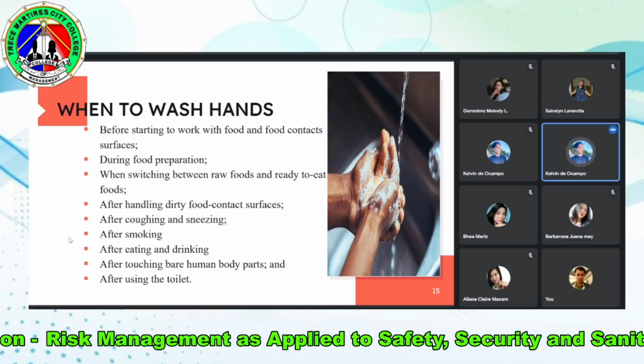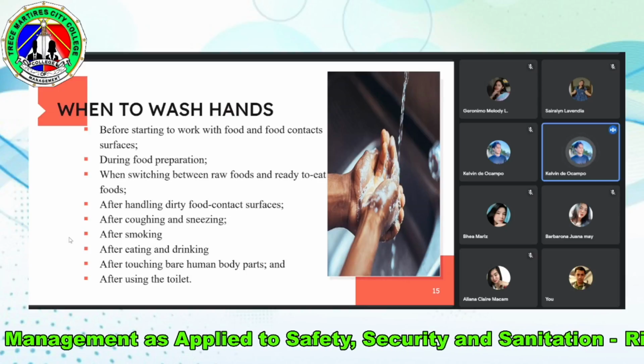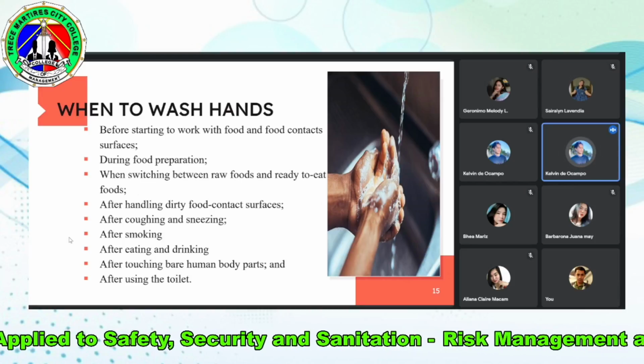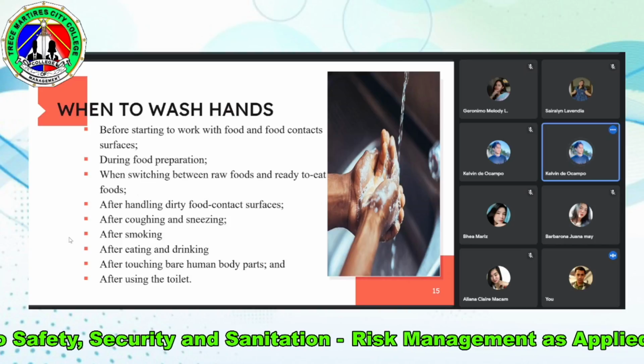After eating and drinking, wash your hands tsaka mag-toothbrush na din. Baka makita ng crush mo kasi na may malunggay ka sa ngipin.